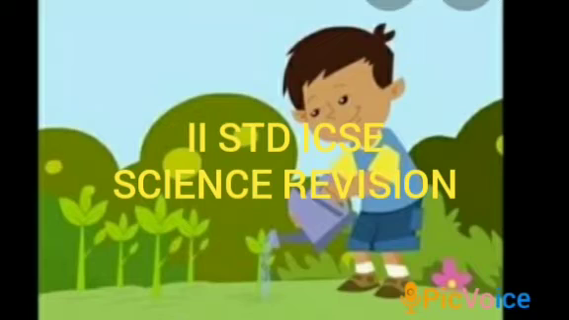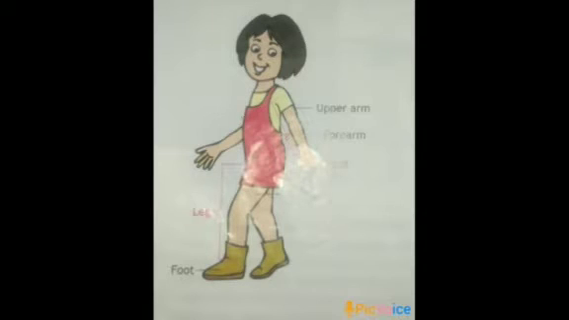And today we are going to write our science unit test. So it is time to revise our science portions. There are two lessons, know your body and parts of a plant. In our first lesson, we learned the different parts of our body and their jobs. We learned about skin, eyes, nose, ears, mouth and about limbs and joints.